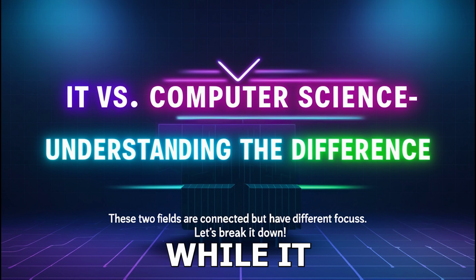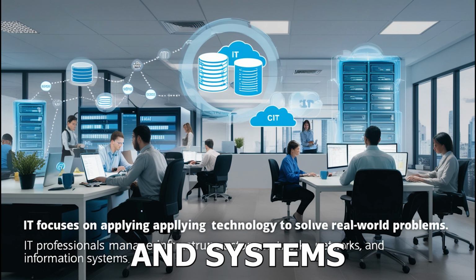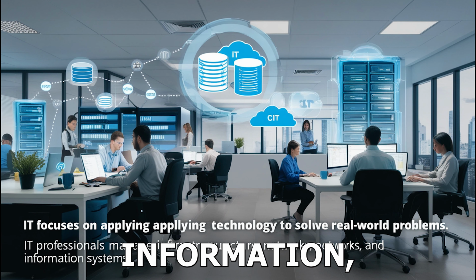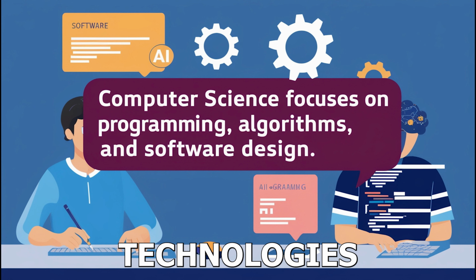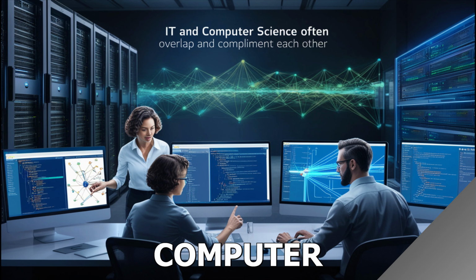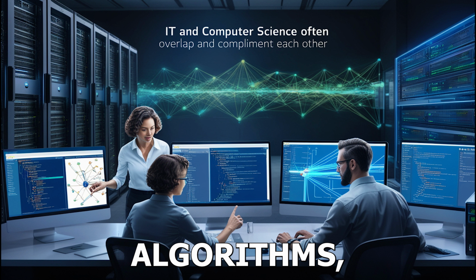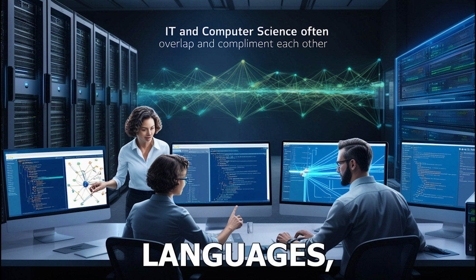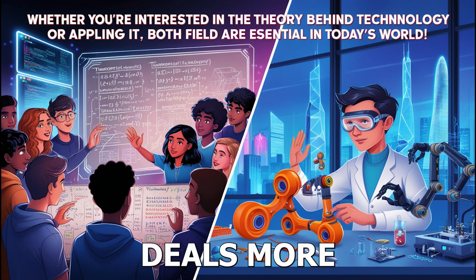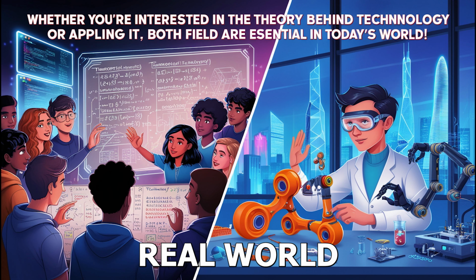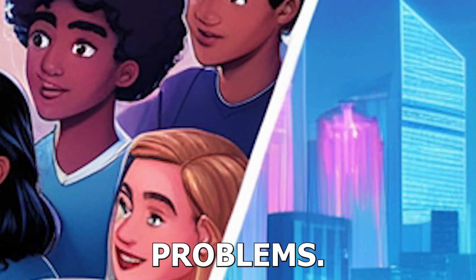Difference between IT and computer science. While IT focuses on the technology and systems used to manage information, computer science is more about the theory behind how these technologies work. Computer science deals with designing algorithms, programming languages, and software development. IT, on the other hand, deals more with applying those technologies in the real world to solve problems.